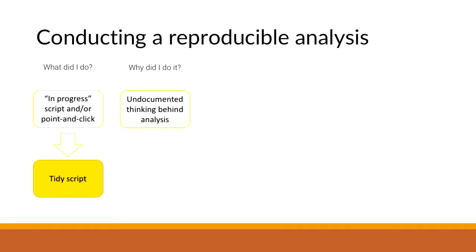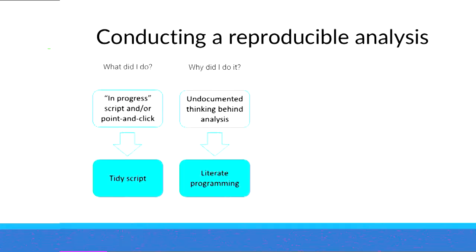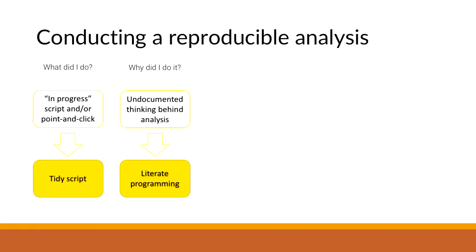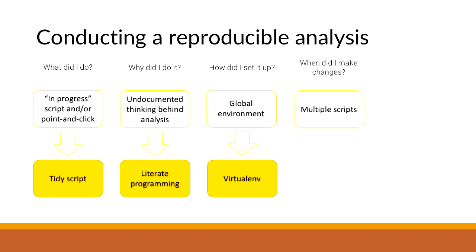Why did I do it? Well, in an irreproducible research approach, we don't document the thinking behind our analysis. Whereas in reproducible research, we use approaches such as literate programming and tools such as Jupyter Notebook to document what we've done. How did I set it up? In an irreproducible approach, we'll load all of our packages into the global environment. Whereas in a reproducible research approach, we'll put them in a virtualenv and store those frozen requirements with our analysis.